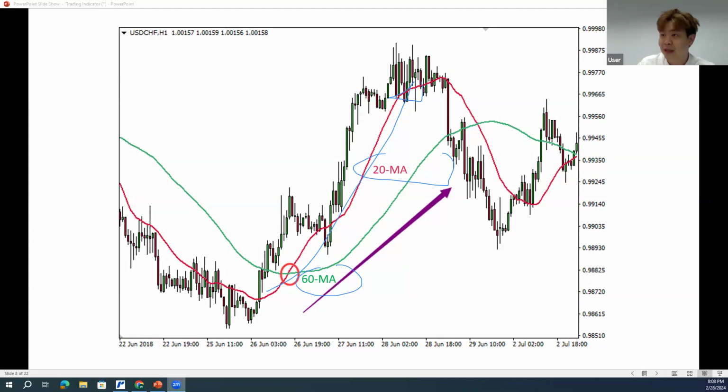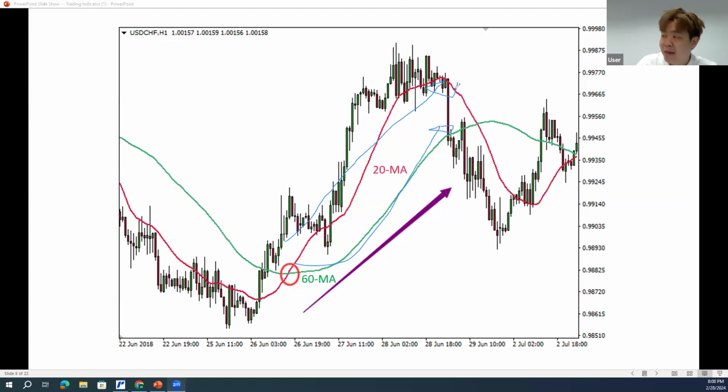To put it in simple terms, when the short-term line crosses above the long-term line, the 20 MA crossing above the 60 MA, it's a chance for you to consider a nice bullish trend reversal. But if the short-term line crosses below the long-term line, here is the example. You see that after that, the 20 MA is already above, and the 60 MA is also going up.